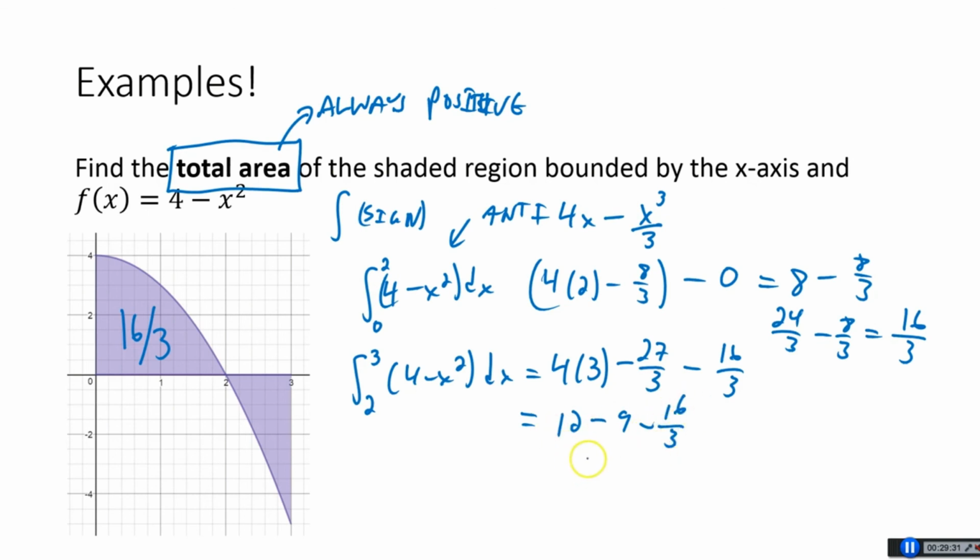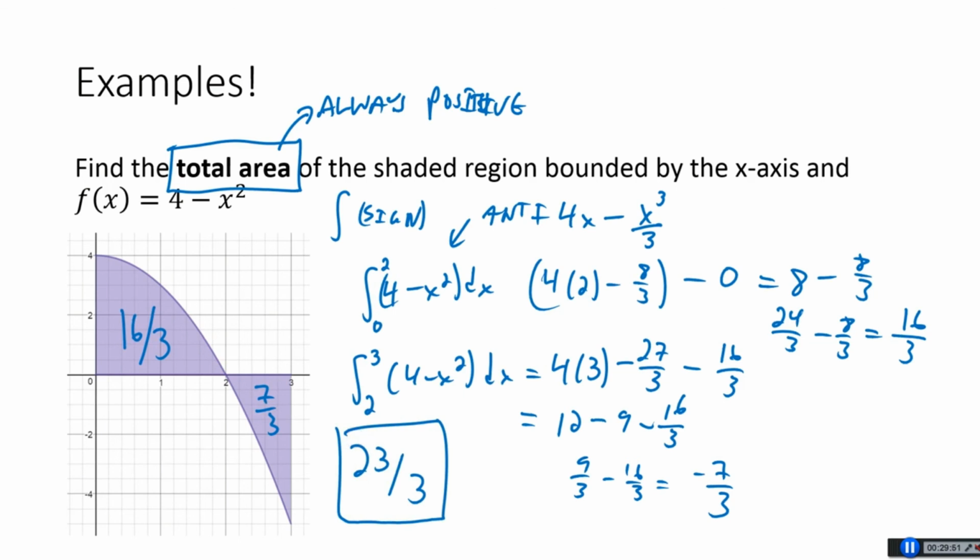12 minus 9 is 3. That's 9 thirds minus 16 thirds, which is negative 7 thirds. Now, it makes sense that it's negative because it's down below, but I want area, so I'm going to do a positive 7 thirds. Add them together, 16 thirds and 7 thirds, 23 thirds is going to be our total area. Pretty neat. So, this idea that we can find the area under any curve by using a change in the antiderivative, just subtracting those two pieces, F of b minus F of a, very powerful. So this tells us that the integral, the area, actually tells us how much the antiderivative changes over an interval.